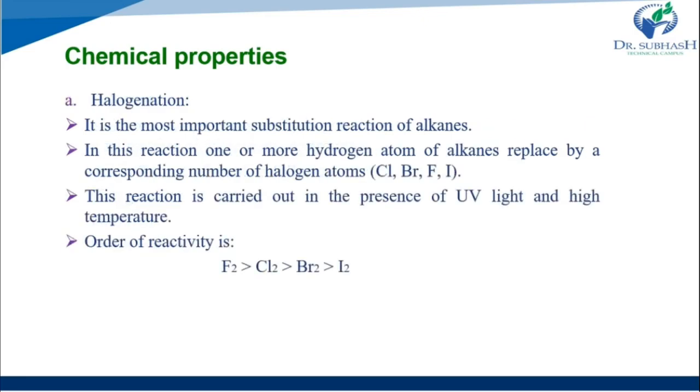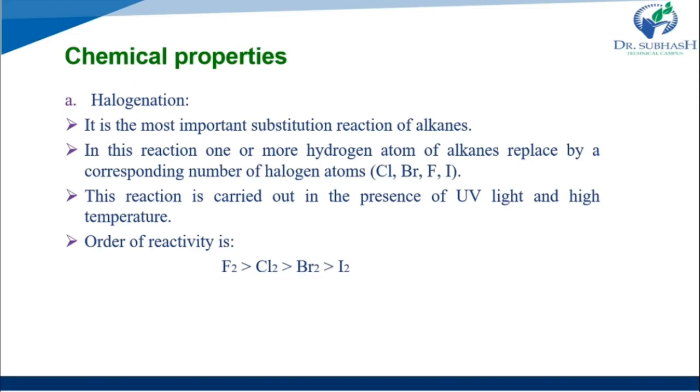So halogenation is the most important substitution reaction of the alkane. In this reaction, one or more hydrogen atoms of alkane are replaced by the corresponding number of halogen atoms, that is chlorine, bromine, fluorine, and iodine. Okay, so this reaction is carried out in the presence of UV light and high temperature.